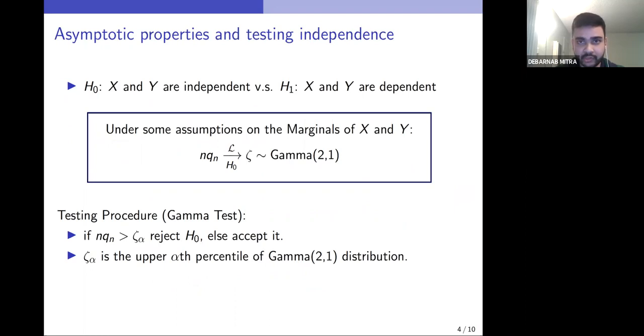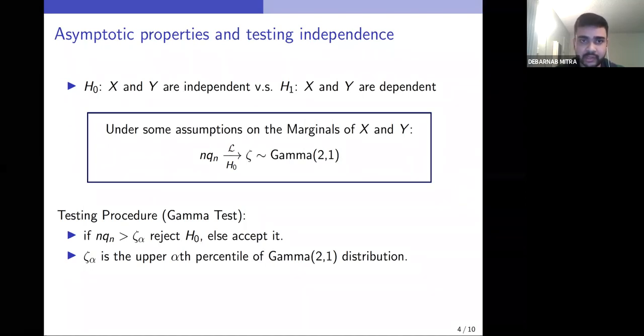So we are interested in testing the null hypothesis that X and Y are independent versus the alternate that X and Y are dependent. So the main theorem of the paper is that under the assumption of some marginals of X and Y, the quotient correlation under the null hypothesis converges in law to a gamma 2-1 distribution.